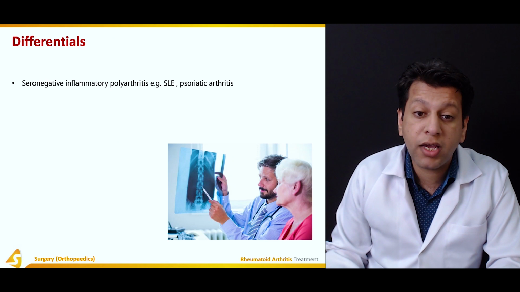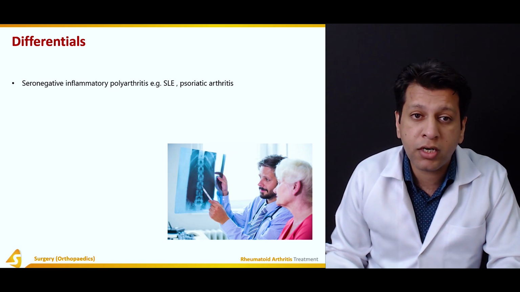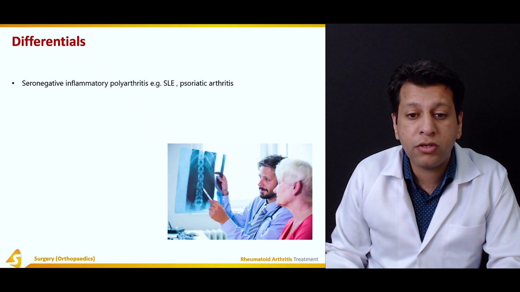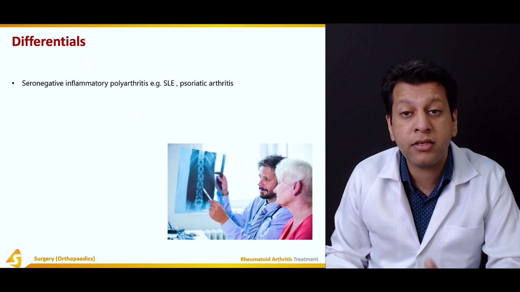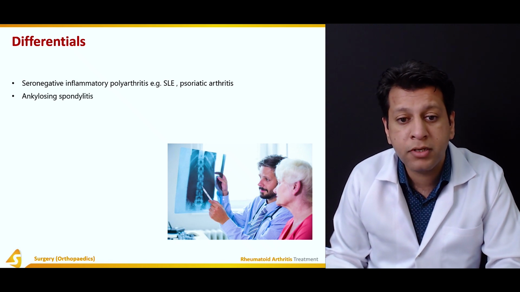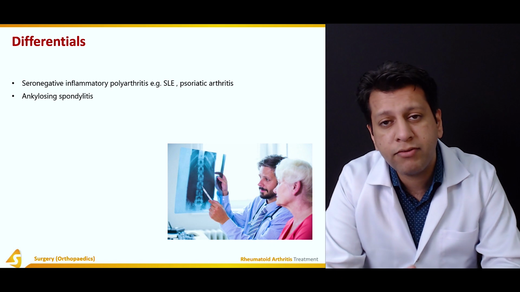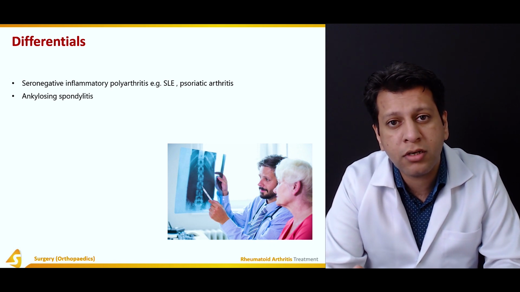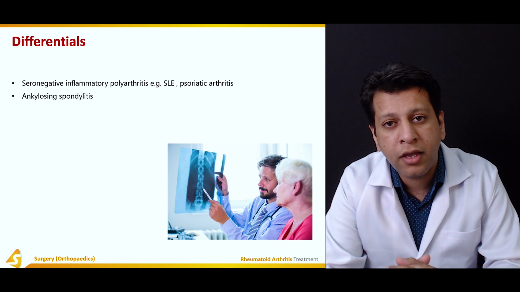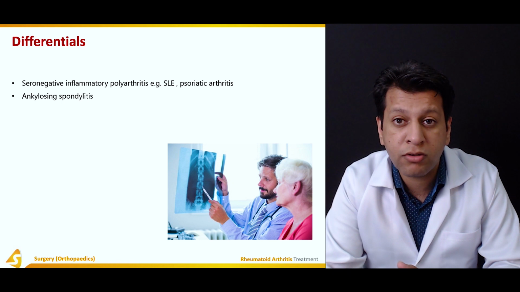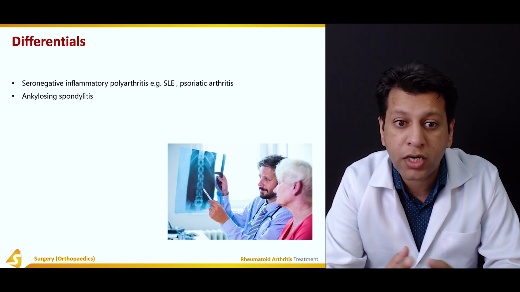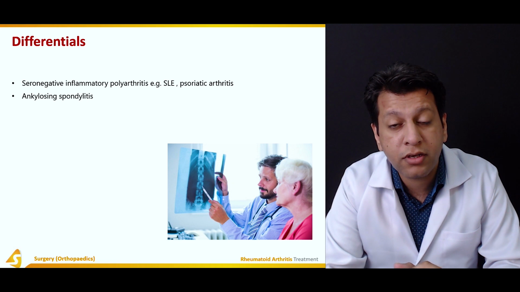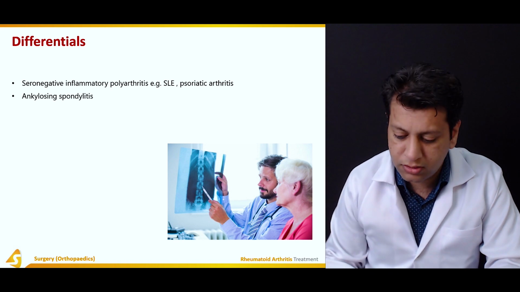Coming to the differentials, what else we should be thinking when we are dealing with rheumatoid arthritis? This includes seronegative inflammatory polyarthritis, for example SLE and psoriatic arthritis, as they also can have RF positive in them. Ankylosing spondylitis: sometimes the patient comes with low back pain and hip pain, and we are not sure whether the ankylosis happening at the sacroiliac joint is due to ankylosing spondylitis or due to rheumatoid arthritis. So we need to properly differentiate RA from AS at this stage.